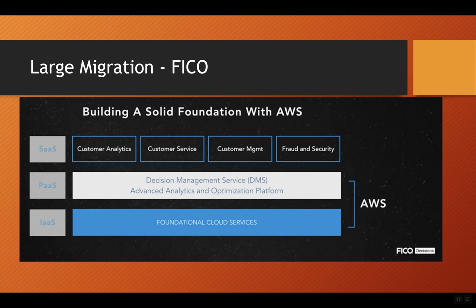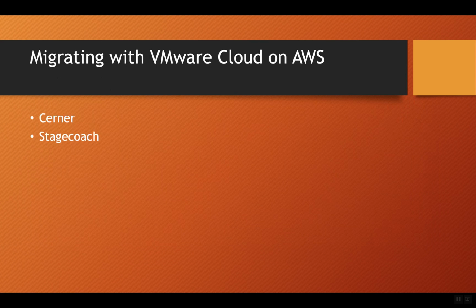So how did FICO develop? FICO uses infrastructure as a service from AWS. Then they use platform as a service, which is the decision management service and advanced analytics and optimization platform. And then they developed software as a service on top of IaaS and PaaS, providing customer analytics, customer service, customer management, and fraud and security services to other organizations.